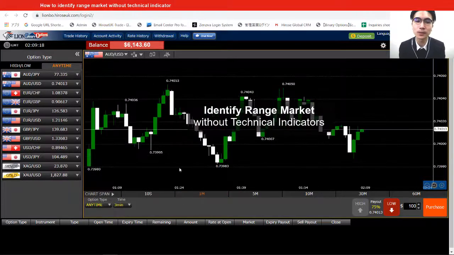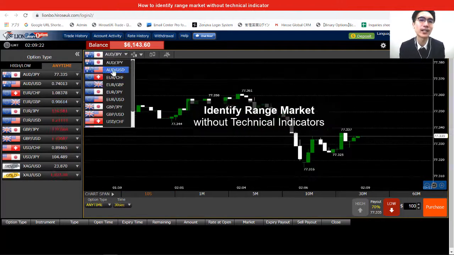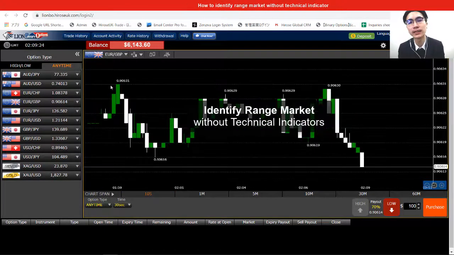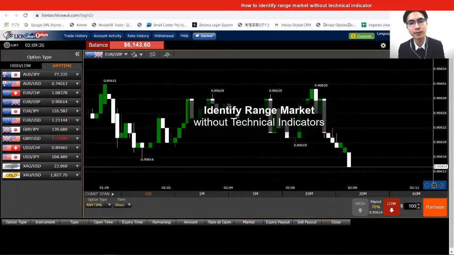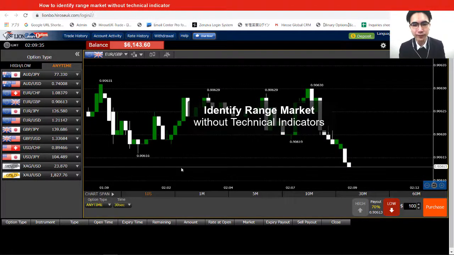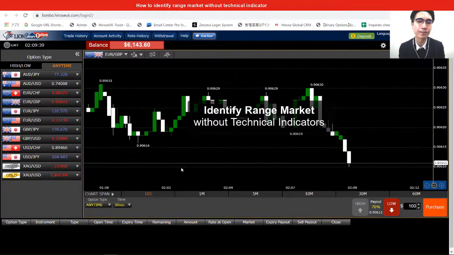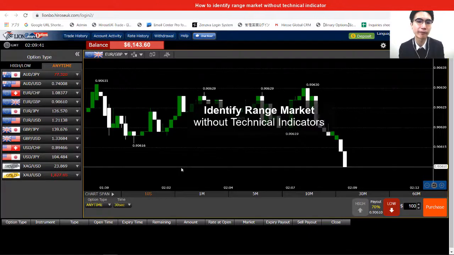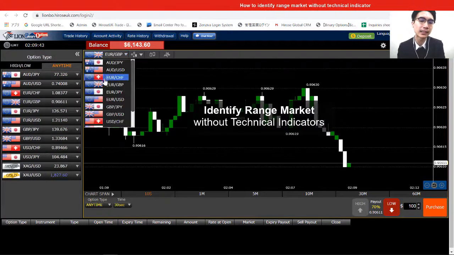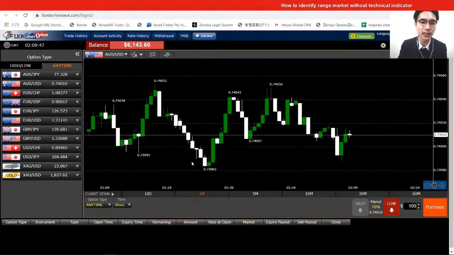How are you today? For today, a lot of you come and ask me how do I determine whether the market is in a range market or trend market even before we insert the indicator in the chart. It's actually not as hard as you think. For today, first we'll take a look at how do I identify the market condition before I even insert the indicator. It's pretty simple. Let's take a look at this one here.